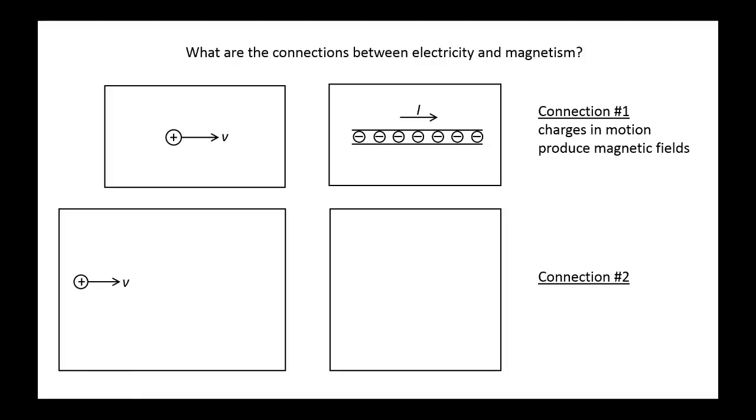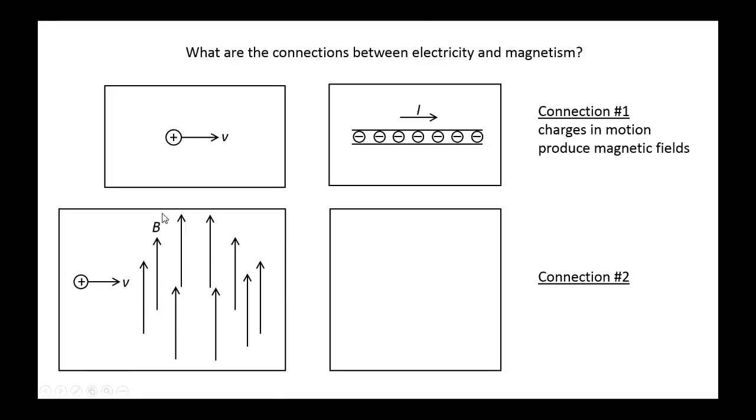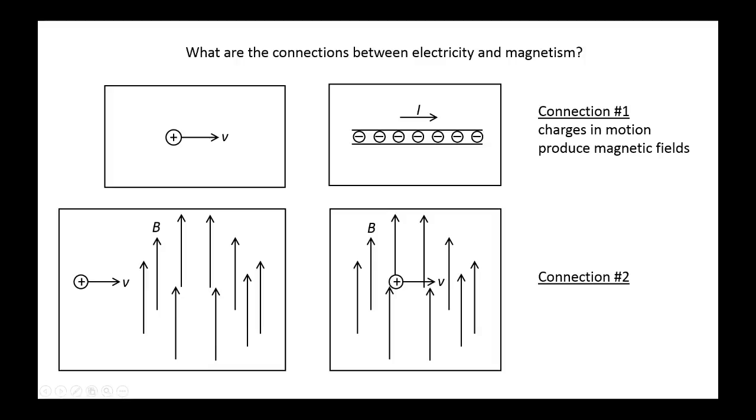The second connection is one we have not yet seen. If you take a charge and you send it into an external magnetic field, so here's a field that we've set up, and we're setting it up with other equipment, well, once that charge is moving inside the external field, it feels a magnetic force. And that is our second connection. External magnetic fields exert magnetic forces on moving charges.